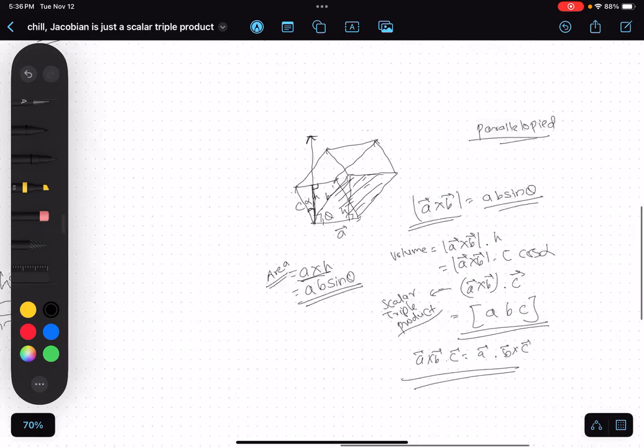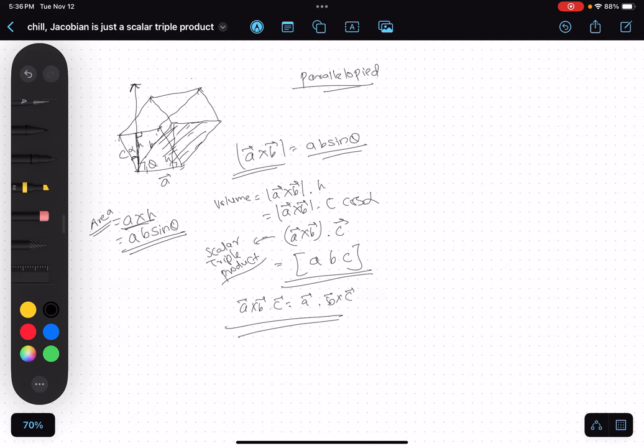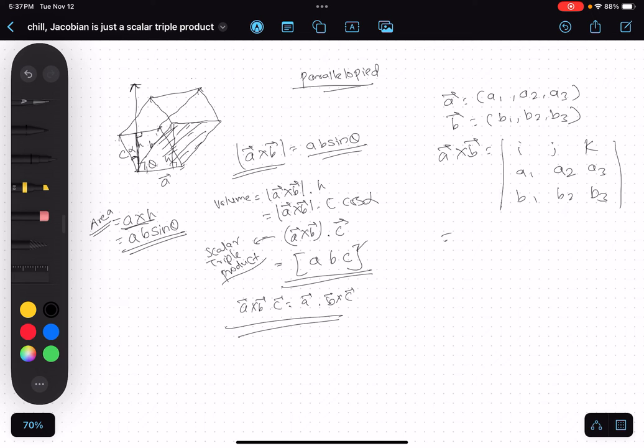Now let me tell you one more thing regarding how we find the scalar triple product. Let's say vector a is a1, a2, a3 and vector b is b1, b2, b3. Now I guess you know that a cross b will just be the determinant of i, j, k, a1, a2, a3, b1, b2, b3. If you expand it, this will be i(a2 b3 minus b2 a3) minus j(a1 b3 minus b1 a3) plus k(a1 b2 minus b1 a2), right?